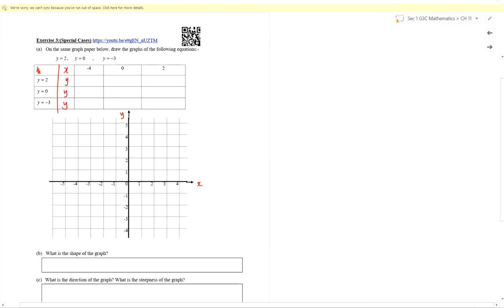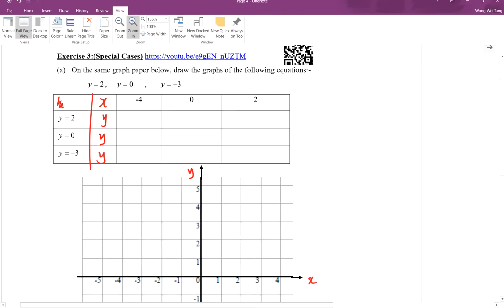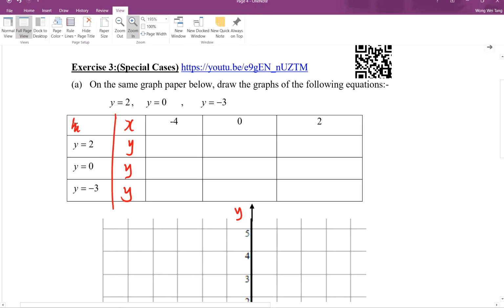Next, same thing, change the presentation of your table. We're going to find out the shapes of 2 more types of graphs. They are called special cases over here. So same format, we've got x equals to -4, x equals to 0, x equals to 2. But we're not going to consider the equation of y equals to 2 first. When y equals to 2 and when x equals to -4, what is the corresponding value of y?